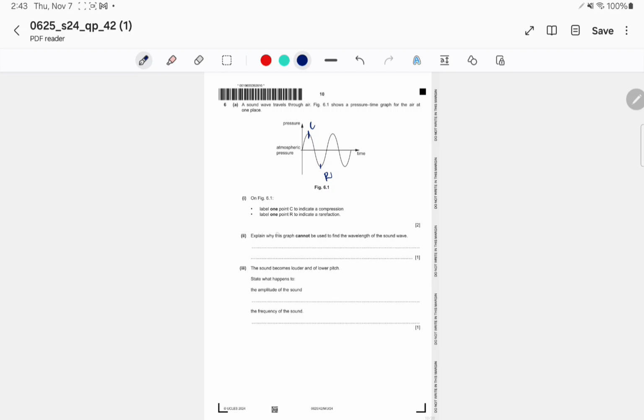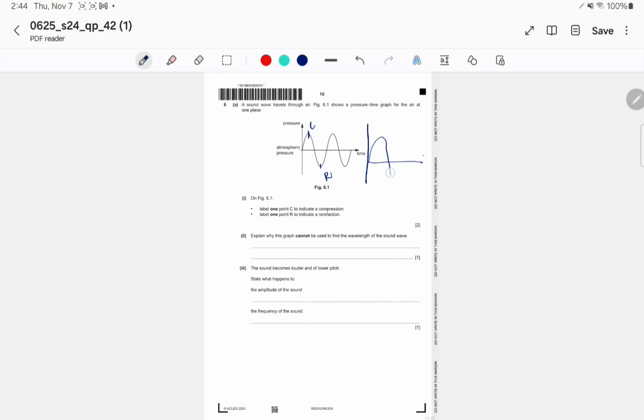So next question: explain why this graph cannot be used to find the wavelength of the sound. So wavelength is generally the distance between two successive crests. This point to this point is wavelength. But it should be between displacement and time. I will write it clearly once again.